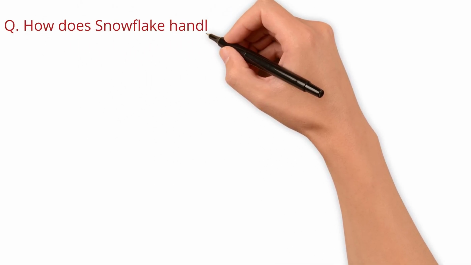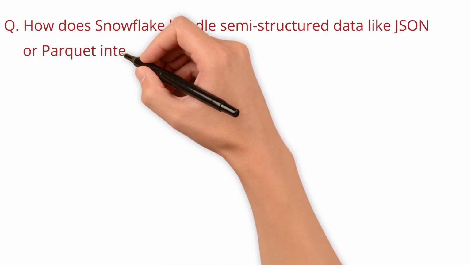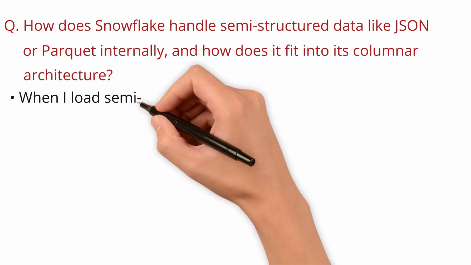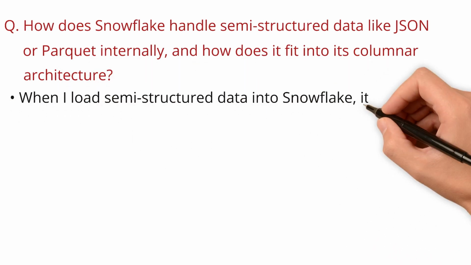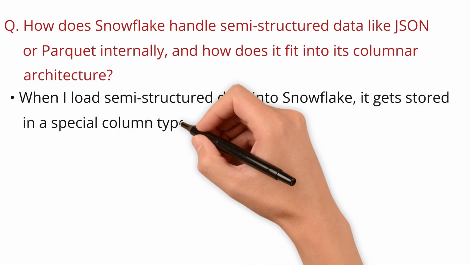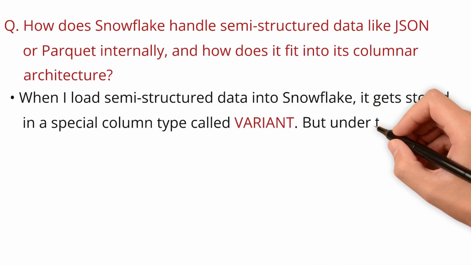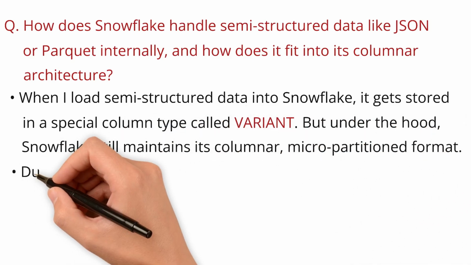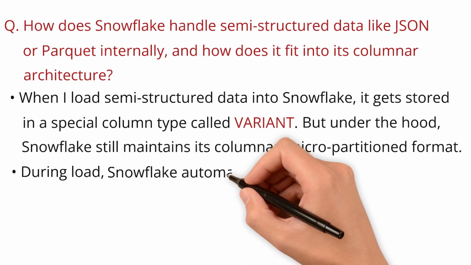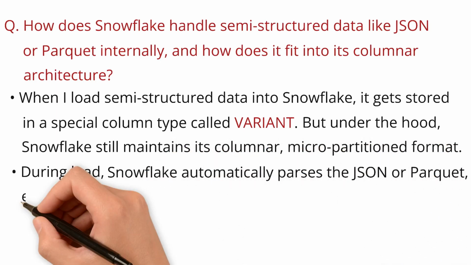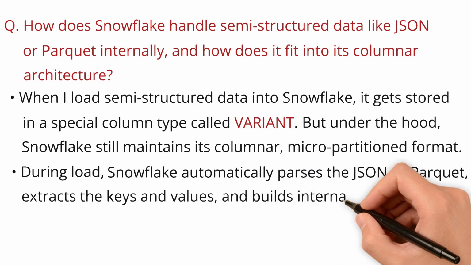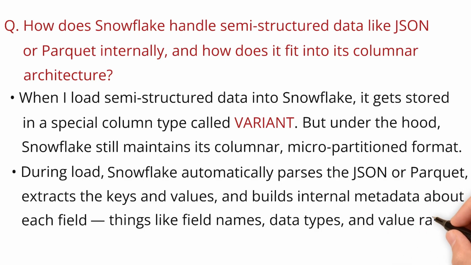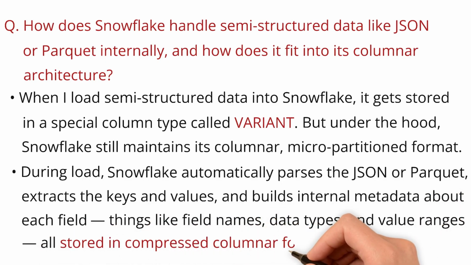How does Snowflake handle semi structured data like JSON or Parquet internally, and how does it fit into its columnar architecture? When I load semi structured data into Snowflake, it gets stored in a special column type called VARIANT. But under the hood, Snowflake still maintains its columnar micropartition format. During load, Snowflake automatically parses the JSON or Parquet, extracts the keys and values, and builds internal metadata about each field. Things like field names, data types, and value ranges, all stored in compressed columnar form.